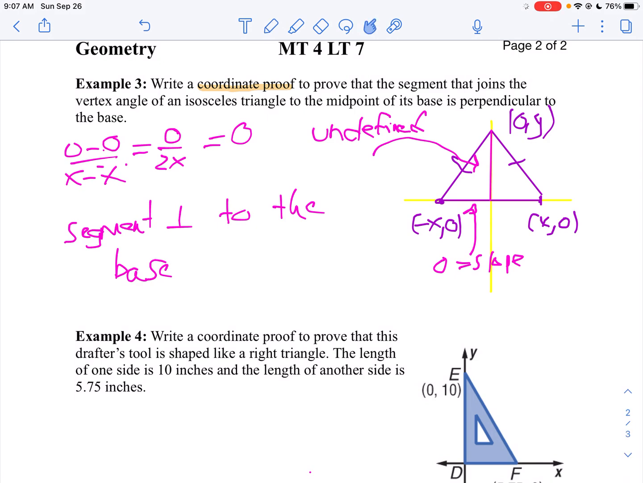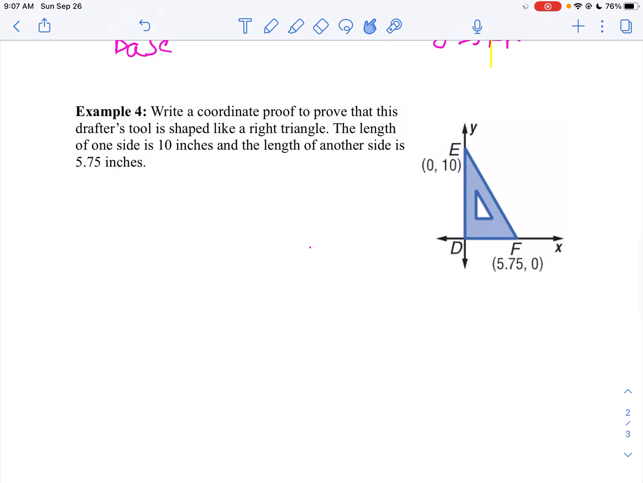Let's take a look at example 4. Example 4 says, write a coordinate proof to prove that a drafter's tool is shaped like a right triangle. The length of one side is 10 inches. The length of another side is 5.75 inches. So what I've done is I put this tool on the coordinate plane. I've gone to the right 5.75. I've gone up 10.